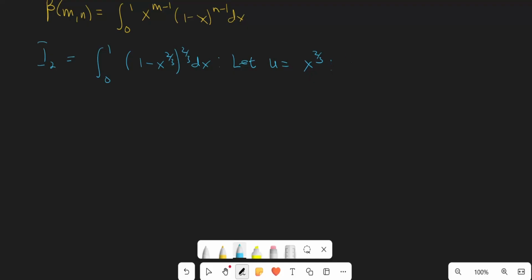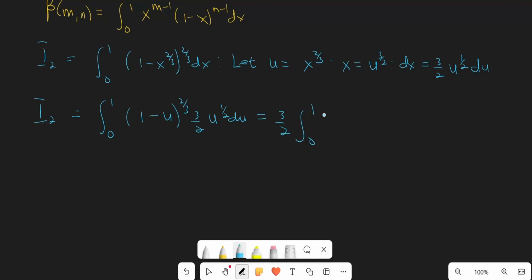So expressing x in terms of u, we have x equal to u raised to the power 3 over 2, right? So dx here is going to be 3 over 2 u raised to the power 3 over 2 minus 1, which is 1/2, du. So I2 can be taken into the u world now. Integral from 0 to 1 of (1 minus u) raised to the power 2 over 3, and then dx is 3 over 2 u raised to the power 1 over 2 du. And that is equal to what really? 3 over 2 integral from 0 to 1 of u raised to the power 1/2 times (1 minus u) raised to the power 2 over 3 du.